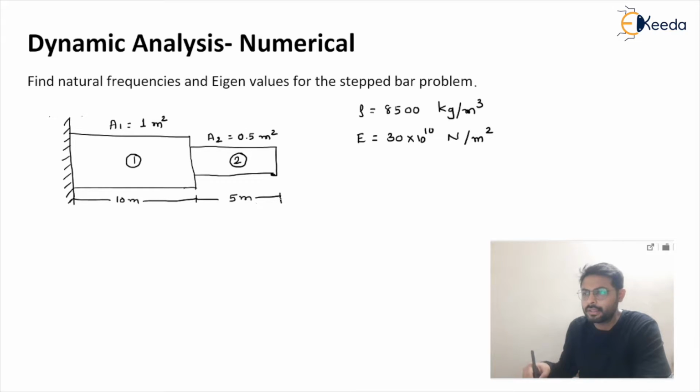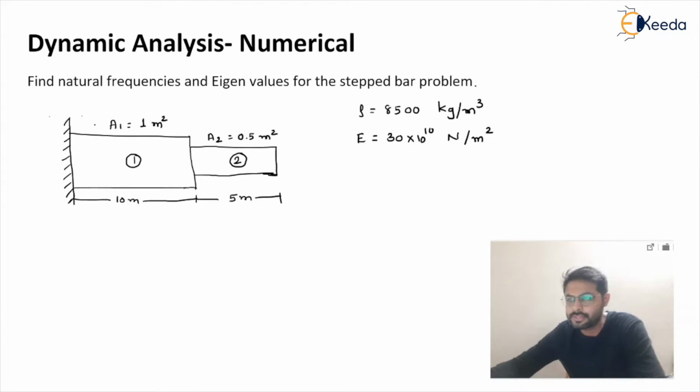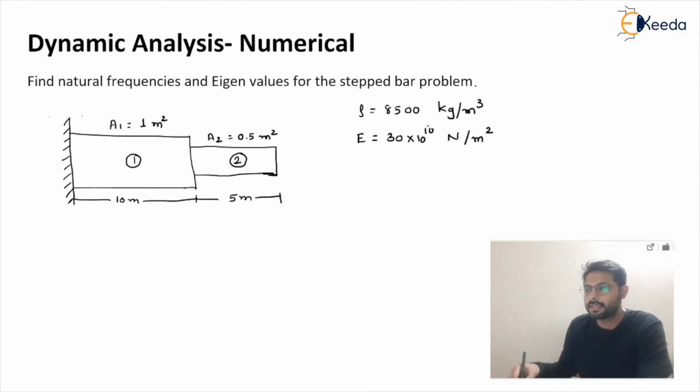So first of all, let's understand the problem statement. Here, find the natural frequencies and the eigenvalues for the step bar problem. The material properties are given. As we know, rho is the density of the material and E is the modulus of elasticity, which are given: 8500 kg per meter cube, and the modulus of elasticity is 30 into 10 raised to 10 Newton per meter square. So these two values we know.